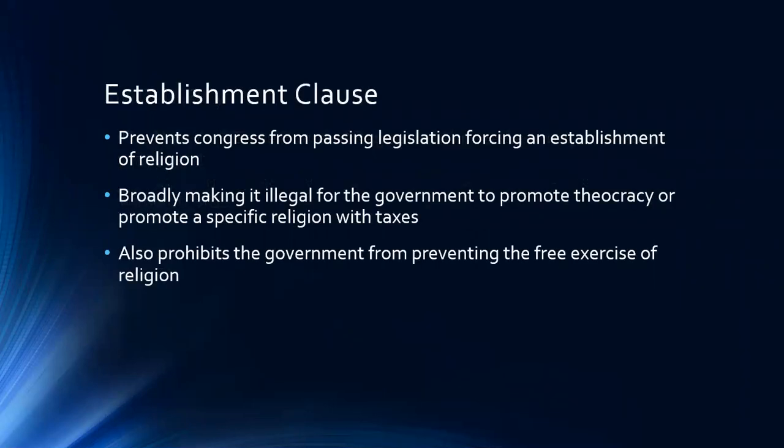What the Establishment Clause does is it prevents Congress from passing legislation forcing an establishment of religion. So it prevents anyone from being forced to practice any one particular religion. It gets back to that idea of freedom of speech, and in particular, preventing governments from doing it. And it also prohibits the government from preventing the free exercise of religion.